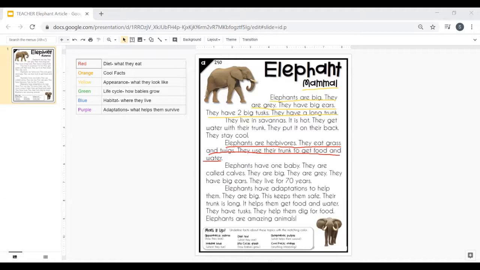Green is supposed to be a life cycle. Life cycle means how babies grow. So I want to know about the elephant baby. So let's look through here.